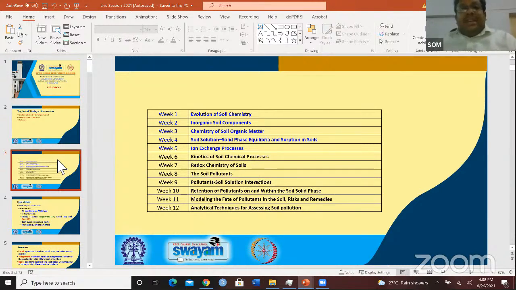And in week 11, we'll be focusing on modeling the fate of pollutants in the soil, and then identifying their risk and identifying their solutions or remedies. And finally, in week 12, we'll be discussing different advanced analytical techniques for assessing soil pollution. So this is, in a nutshell, the topics which we are going to cover in the coming weeks.